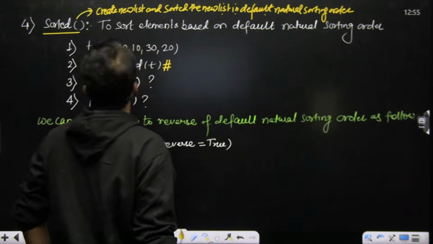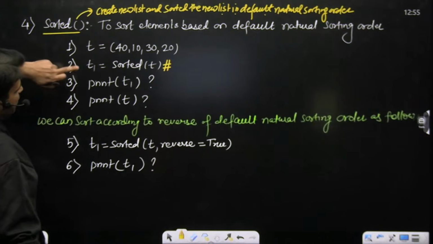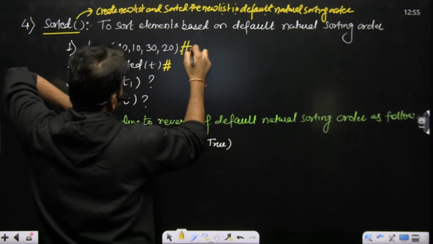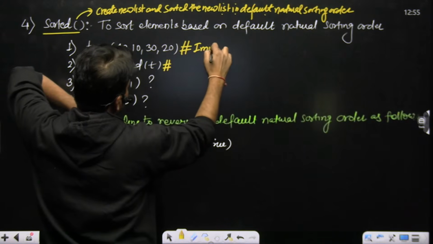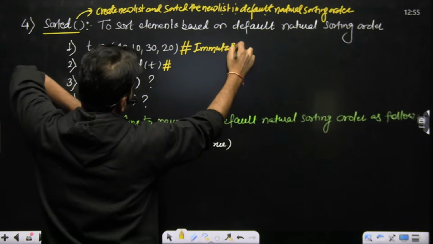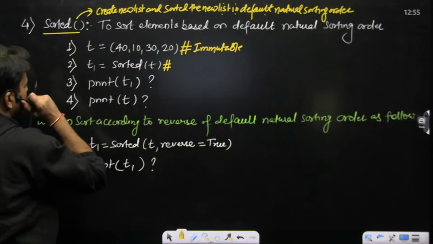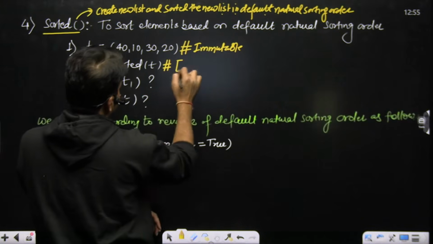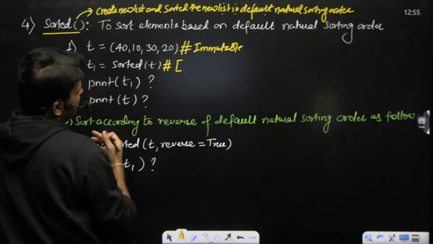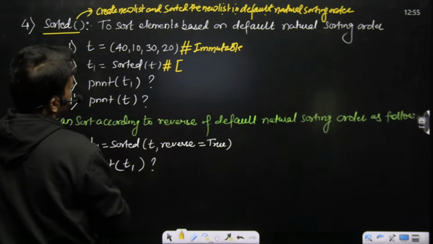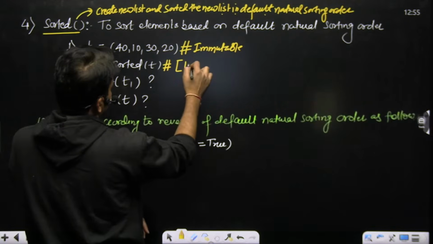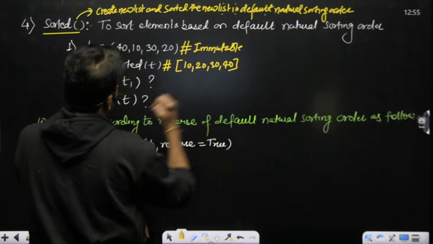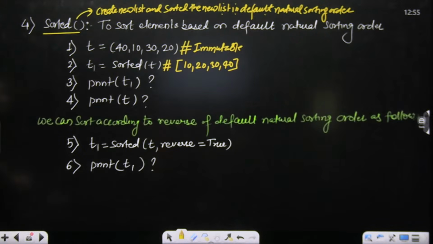Why so, sir? The sort method, if you apply sort, tuple is immutable, na? You know, tuple is immutable. You cannot change in place. So sorted(T), sir, it creates a list. First of all, it creates the list and sorts it in default natural sorting order. For numbers, it is ascending order. So it will be 10, 20, 30 and 40. It creates a list. Okay.